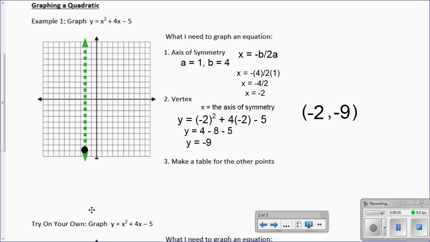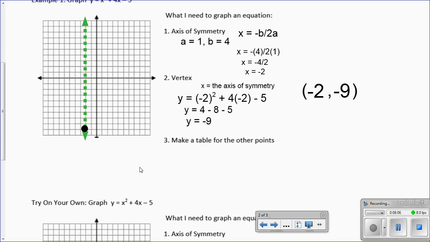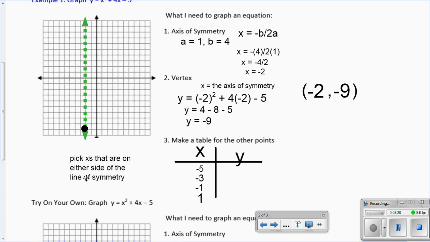Now that I have that, because I'm definitely going to need a vertex to draw my parabola, and the line of symmetry so I know how symmetric it is, I'm just going to make a table. I'm literally making a table of x and y, and I just picked a bunch of x's. My rule for x's is that you want to pick x's on either side of the line of symmetry so you can get the basic shape on both sides.